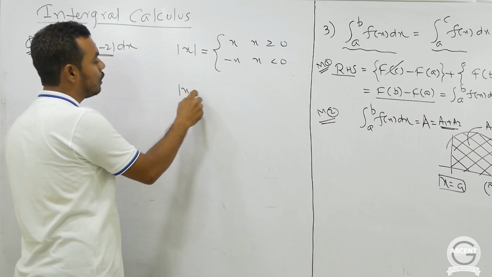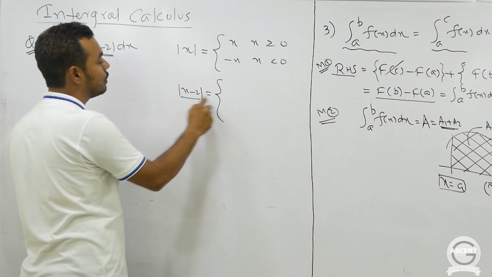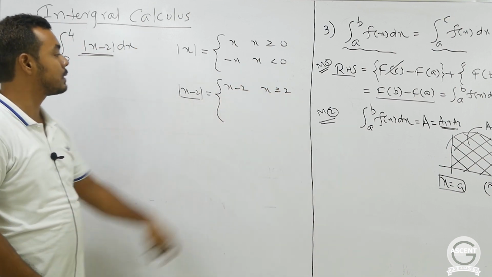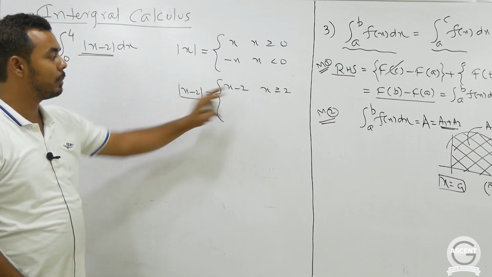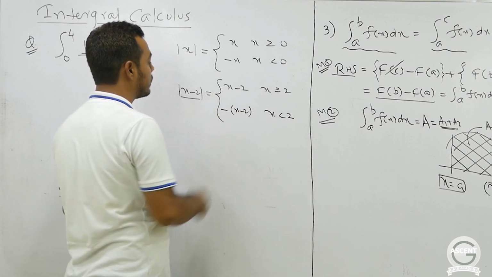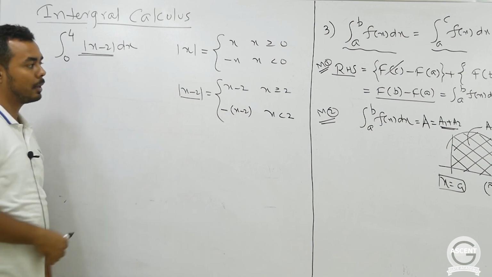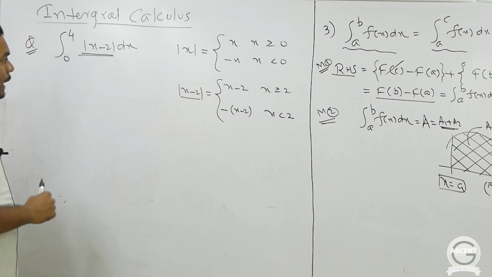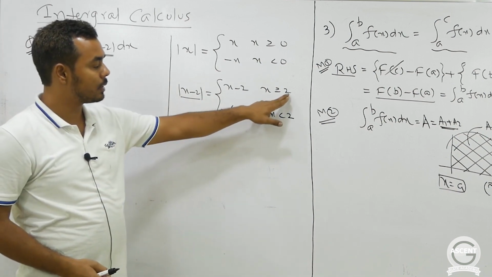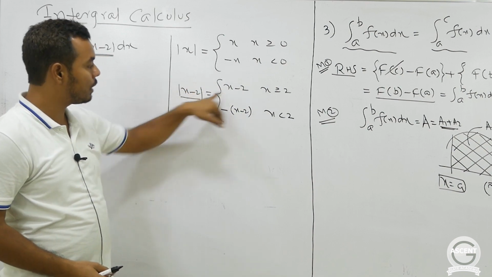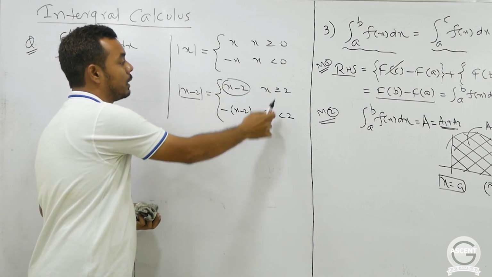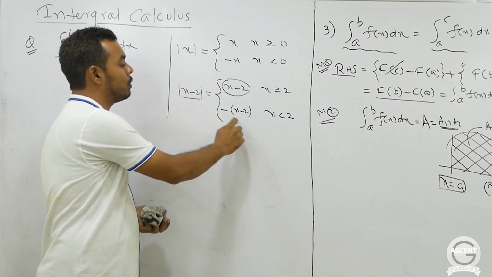So if I want to get rid of the mod sign for mod x minus 2, this will be x minus 2 if x minus 2 is positive, meaning if x is greater than 2, and if x is less than 2, then we will get minus x minus 2. So this is the definition of mod x minus 2. As you can see, the definition of mod x minus 2 is changing at 2. After 2 you have this function x minus 2, and before 2 you have this function.